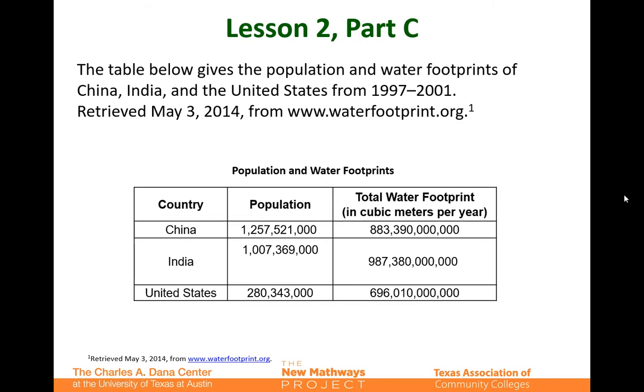Okay. The table below gives the population and the water footprints of China, India, and the United States from 1997 to 2001. You can see that China's population at this particular time was over 1 billion. India's was right at 1 billion, and the United States was at 280 million. The largest consumer of water was in fact India, not China. But I think if we look at the amount of water used per person, the United States uses the most.